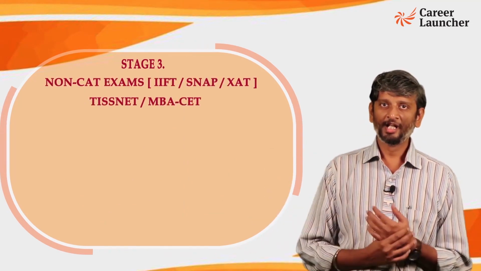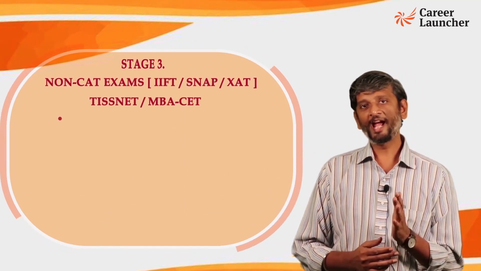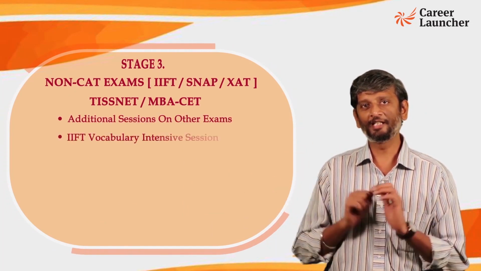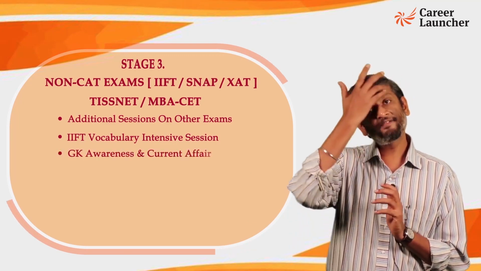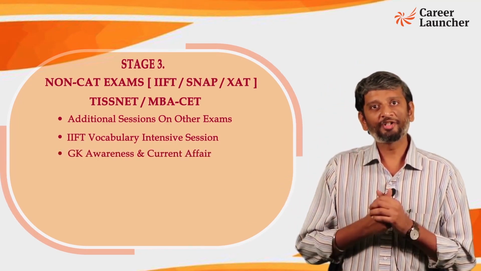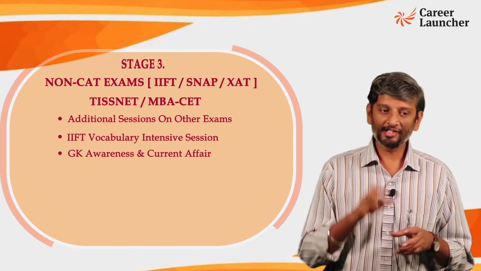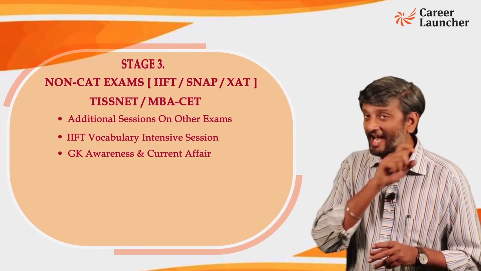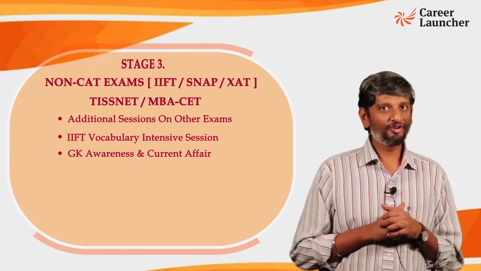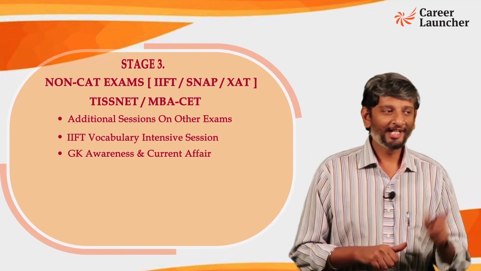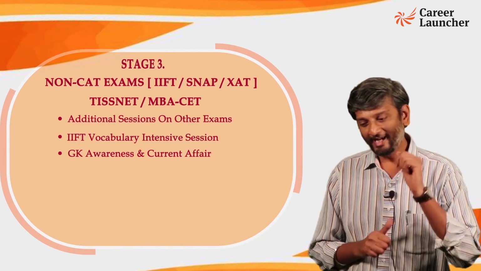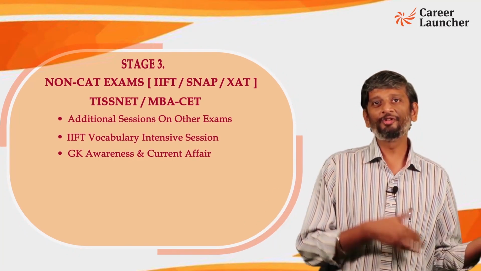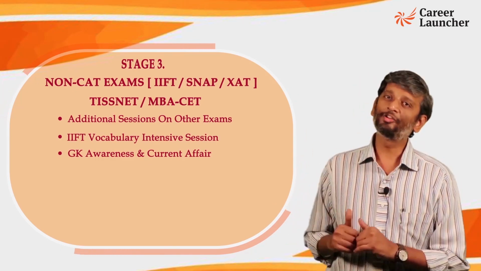Now once the CAT is over, we go to the third phase of the course, which are extra sessions on other exams. Now remember, when you talk about CAT, IFT and XAT, there are noticeable differences between the three. For example, IFT asks you a lot of vocab intensive questions. CAT does not do that. XAT asks you for GK and decision making. CAT does not do that. IFT has GK. CAT does not have it. In fact, last year IFT had 6 sections. CAT had only 3. This year IFT came back to 4 sections.